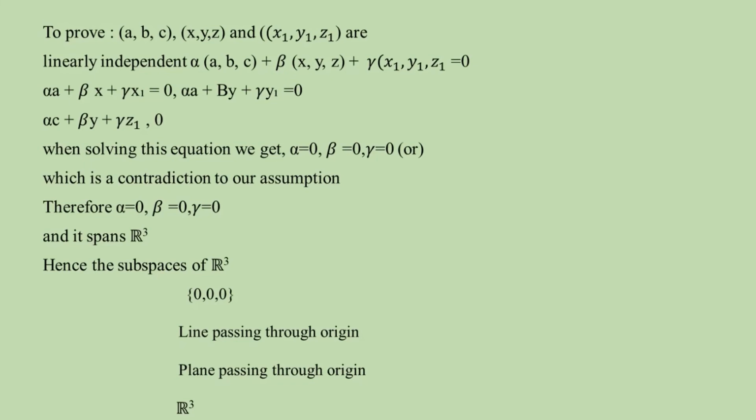So hence we conclude that the possible subspaces of R3 are (0, 0, 0), lines passing through origin, planes passing through origin, and R3. So today we discussed the subspaces of R2 and R3. Do you have any doubt? Then ask.